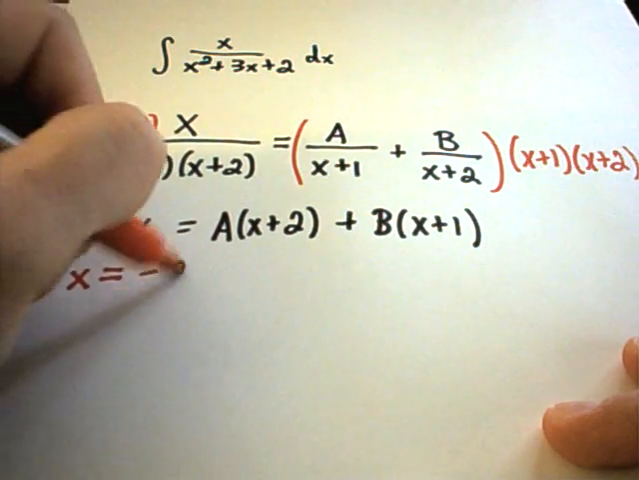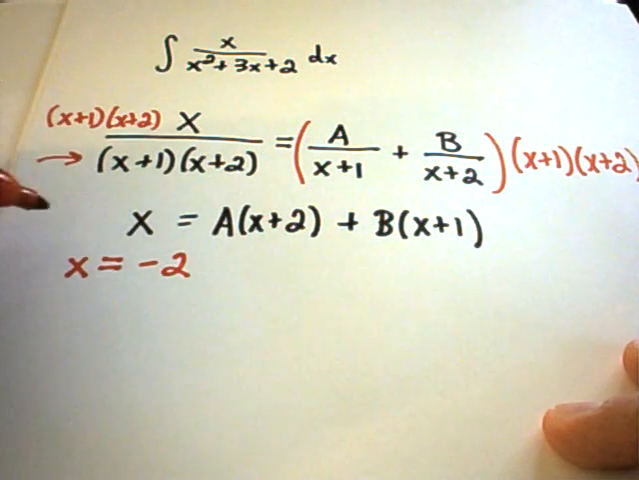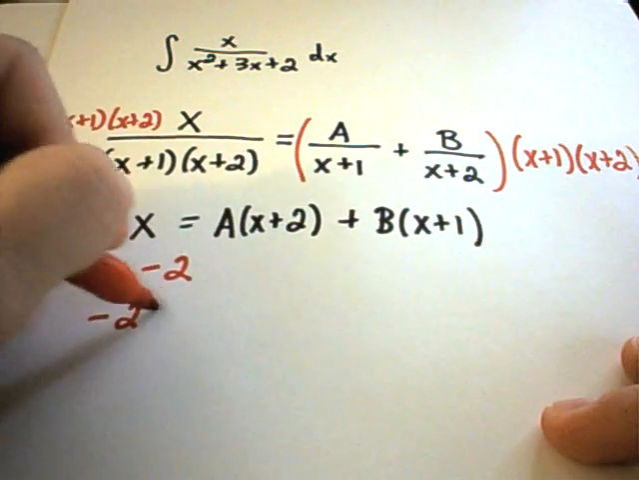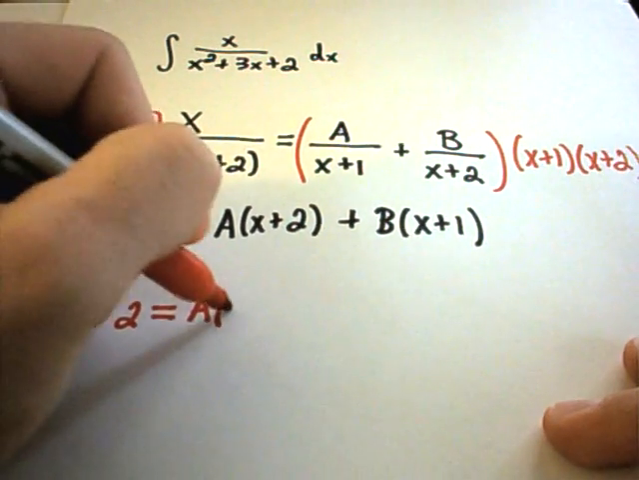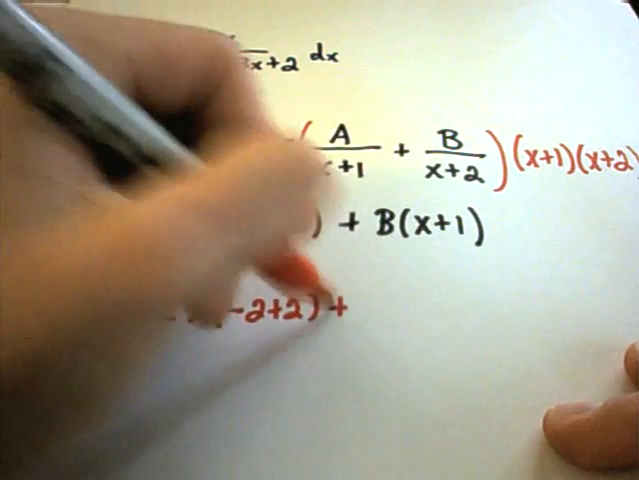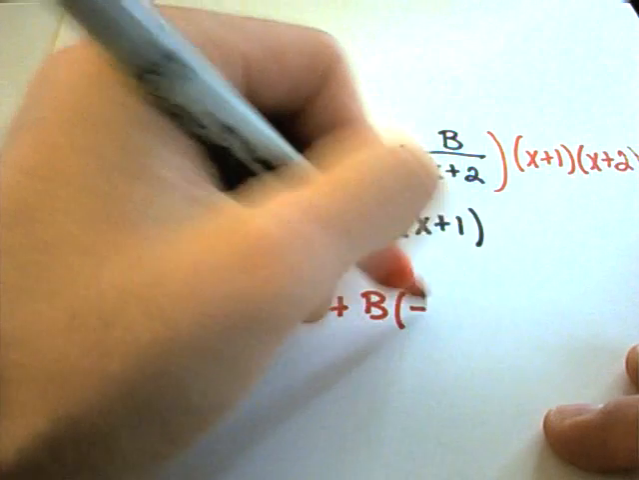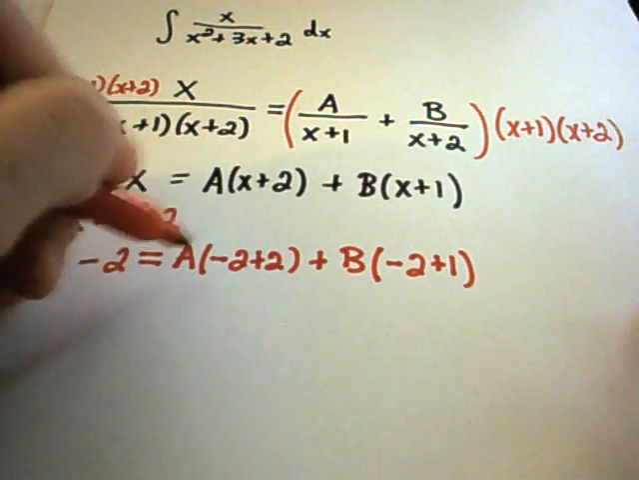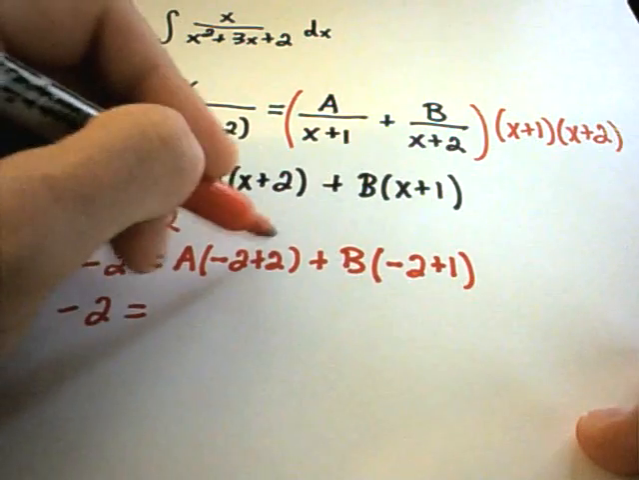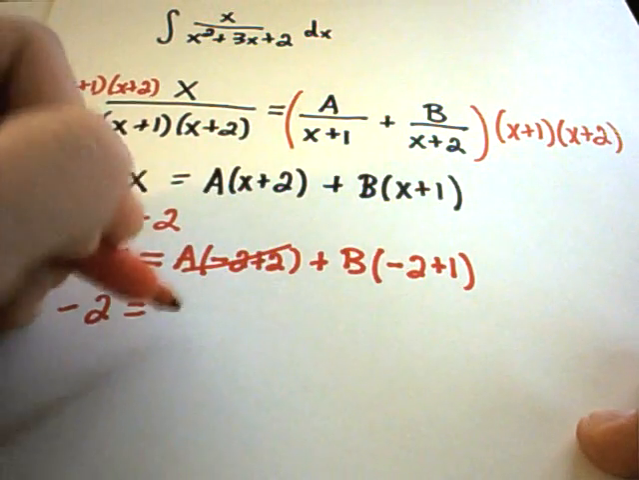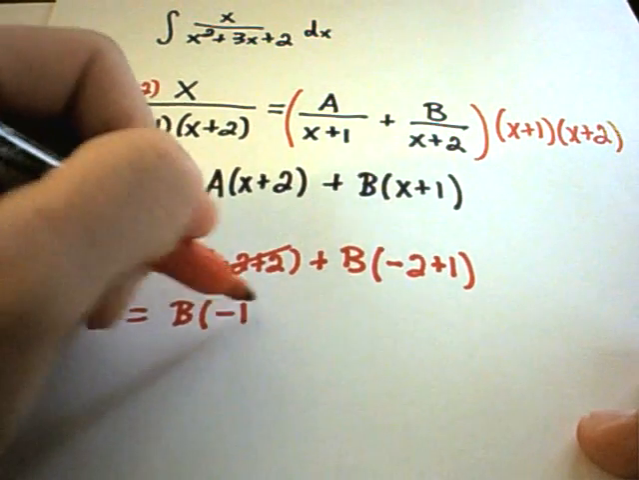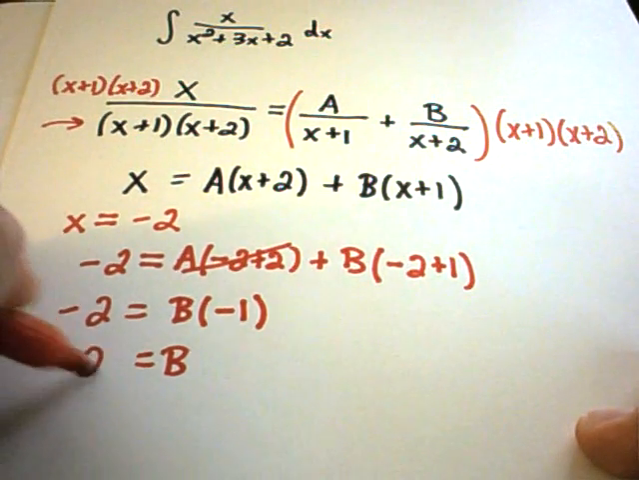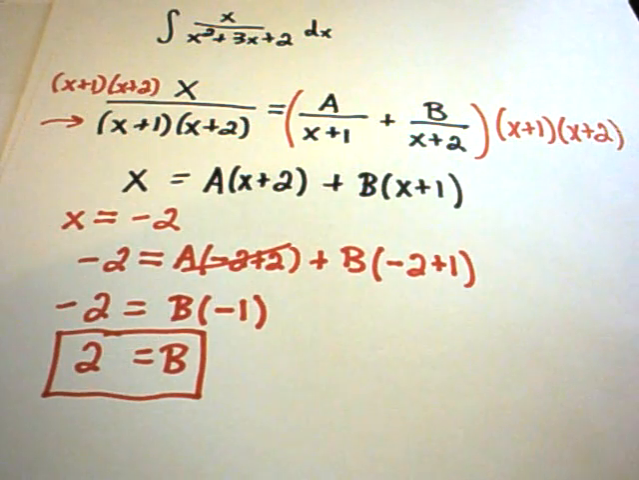So notice if I let x equal negative 2, well, you plug it all into your equation. On the left side, I'm simply going to get negative 2. But notice on the right side, I'm going to get a times negative 2 plus 2. And then in the second term, I'll get negative 2 plus 1. Well, negative 2 plus 2 is 0. 0 times a is 0. So I've now managed to just get rid of this first term. Then I'll have b times negative 1. And solving this for b, negative 2 divided by negative 1 is going to give us positive 2. So I've now figured out my b value.